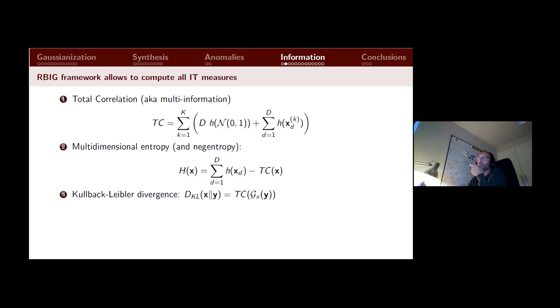The third, sometimes we are concerned about comparing two distributions. So we can do this with this method, RBIG.